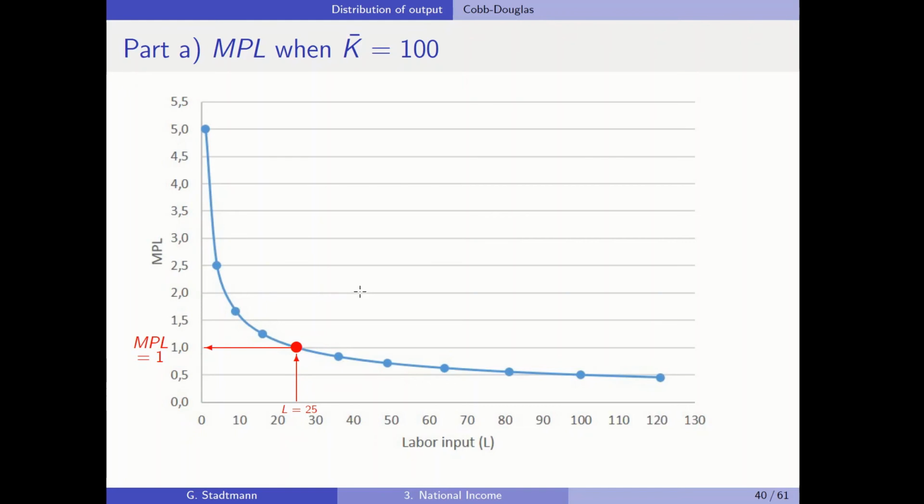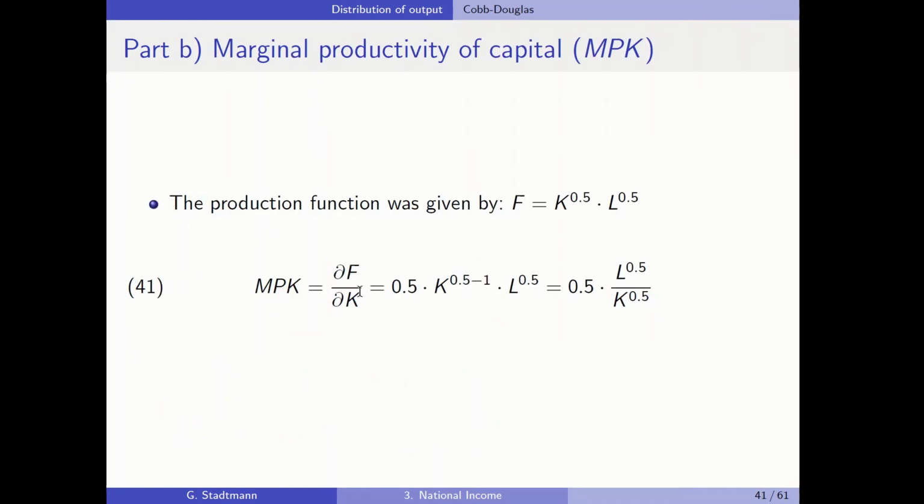Let's have a look at part B. Let's have a look at the marginal productivity of capital. We have to compute the marginal productivity of capital in the following way, that we differentiate the production function with respect to k. We get to this relationship here, and then we can put k in the denominator because here k goes to the exponent of minus 0.5. Therefore, in the denominator of this fraction.